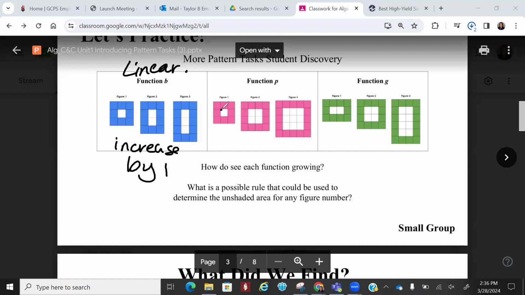On function P, we see that there's a white box, and then there's four white boxes, and then there's nine white boxes. So from four to nine, we're not adding something. Instead, what we're doing here is we're squaring the number. What's one squared? That's one. Two squared is four, and then three squared is nine. So this one is going to be called a quadratic. Did I get three from one, two, three? This is the third.